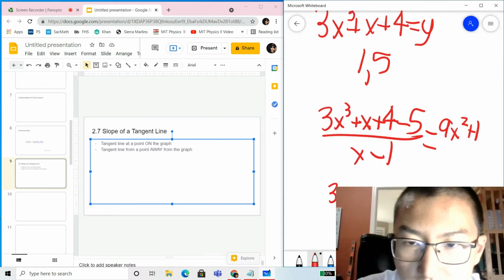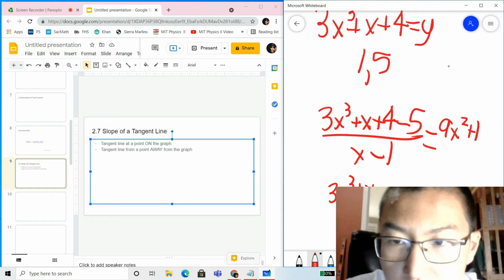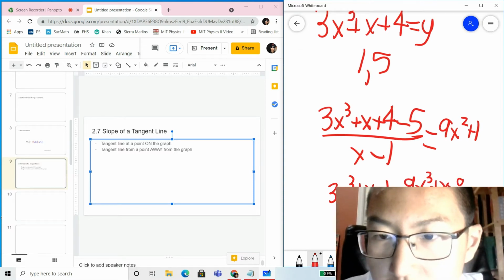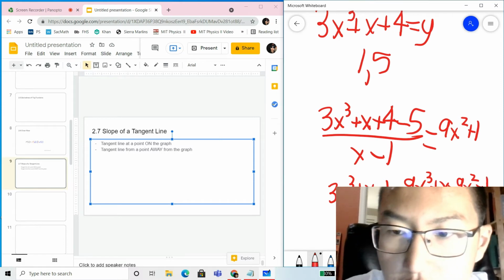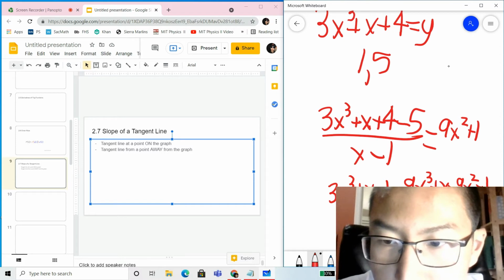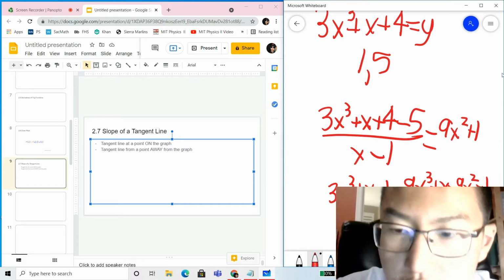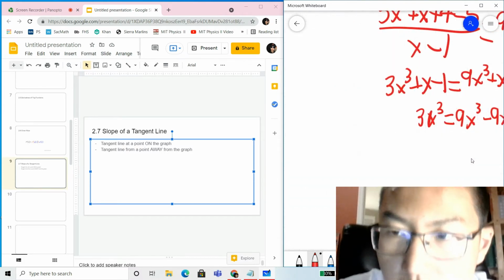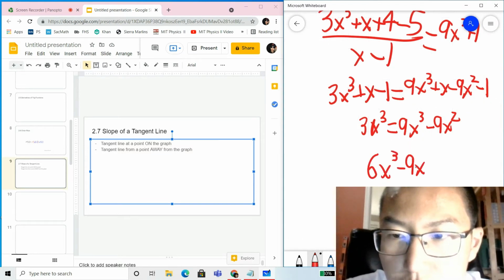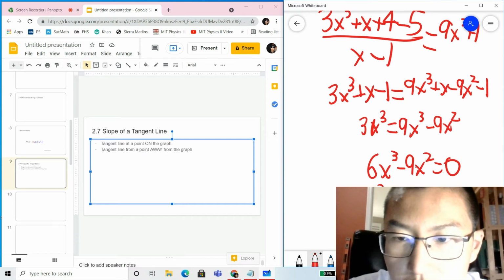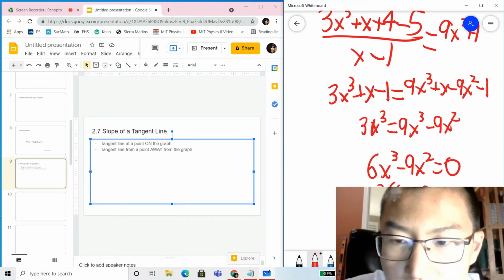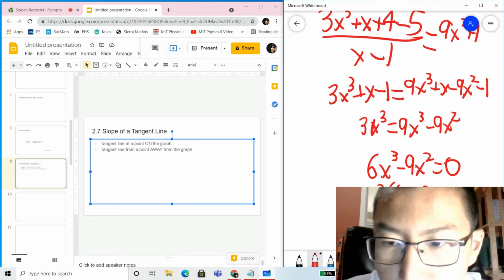So now we get 3x cubed plus x minus 1 equals 9x cubed plus x minus 9x squared minus 1. And we get 3x cubed equals 9x cubed minus 9x squared. So 6x cubed minus 9x squared is 0. You can factor out an x squared. And you get x can be 0 or 3 halves.